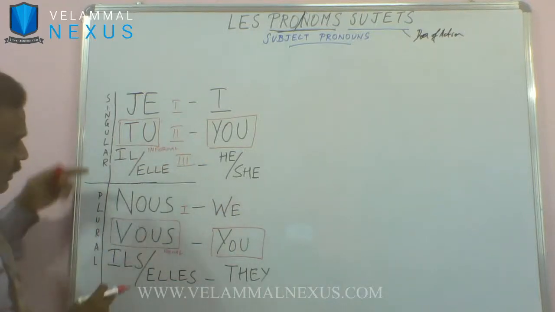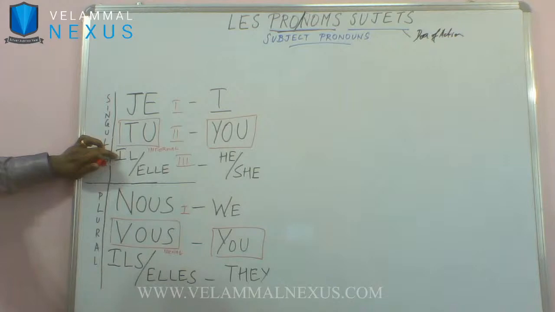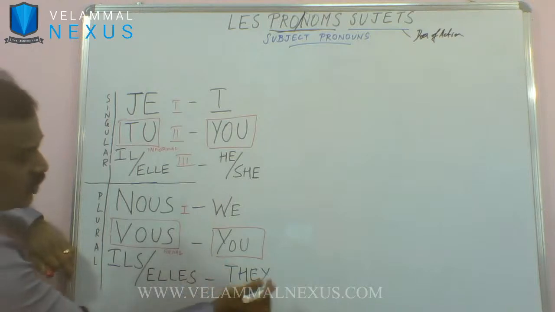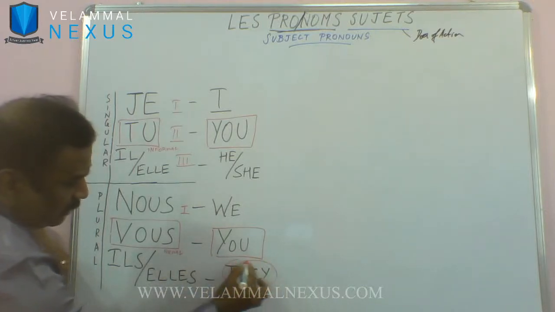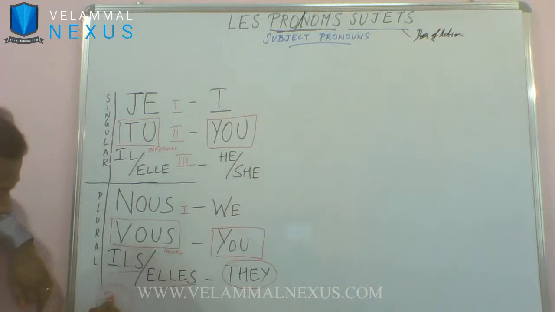Next, il, that is the third form. Then the plural form of tu will be vous. Next, il for masculine singular, and elle for feminine singular. In English, you have again only one form, they. But in French, we have two forms, ils, elles. If it's a group of boys, 20 boys all together, they become ils. If it's 20 girls, all feminine, they become elles. Masculine group is called ils, feminine group is called elles.